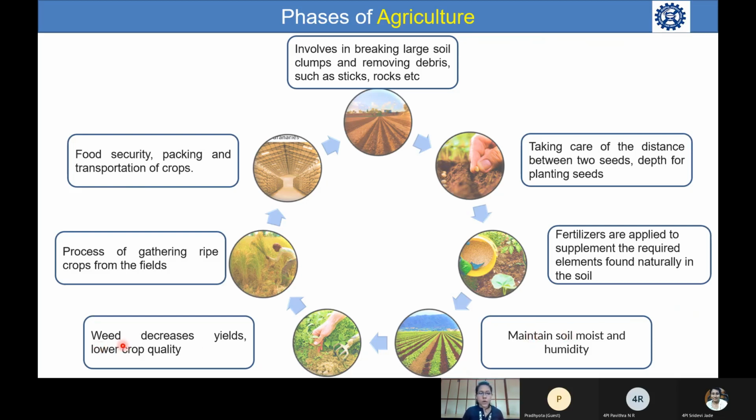Weeds are basically unwanted plants near the crops, and they have a very adverse effect on the yield. They will decrease the yield and lower the crop quality. Because of that, we need to control the weed. The next process is harvesting. Here, what will the farmer do? They gather the ripe crops from the fields. And next is the packing and transportation of crops. So these are basically the steps of farming.